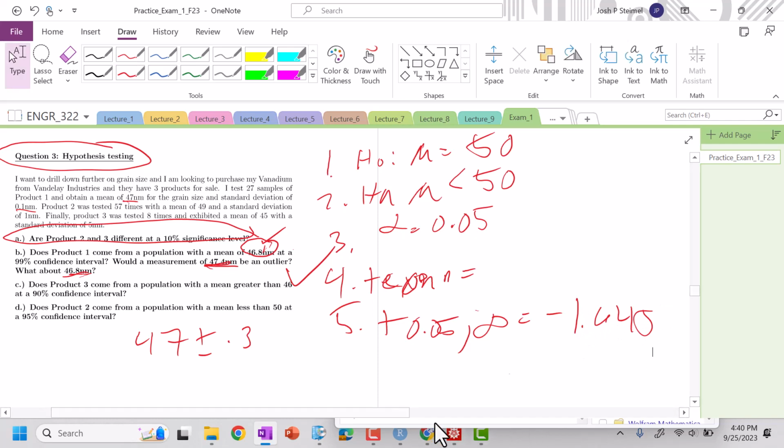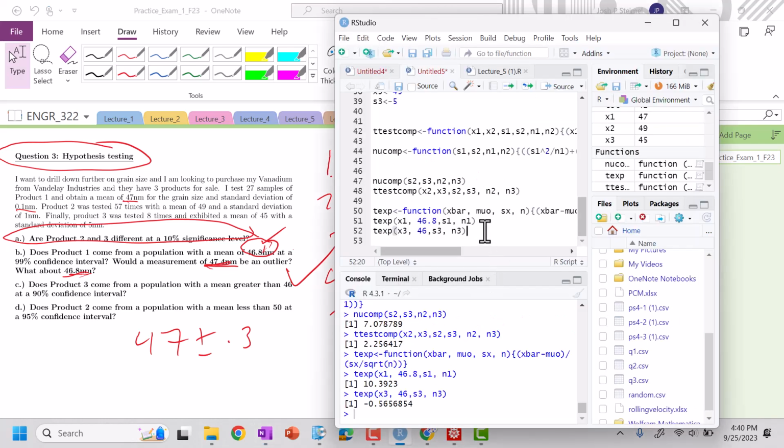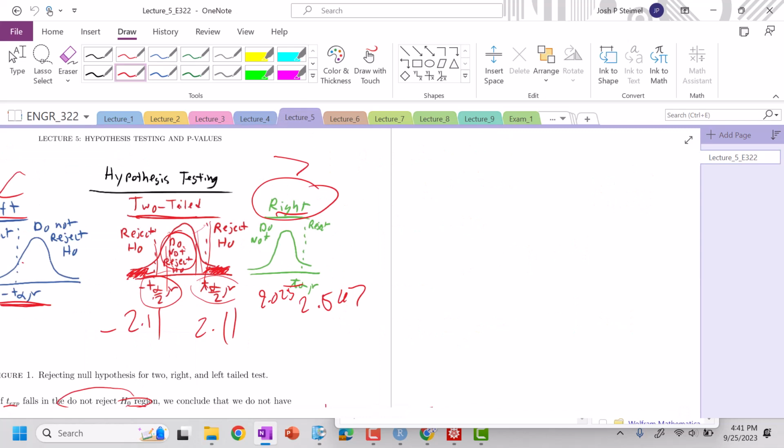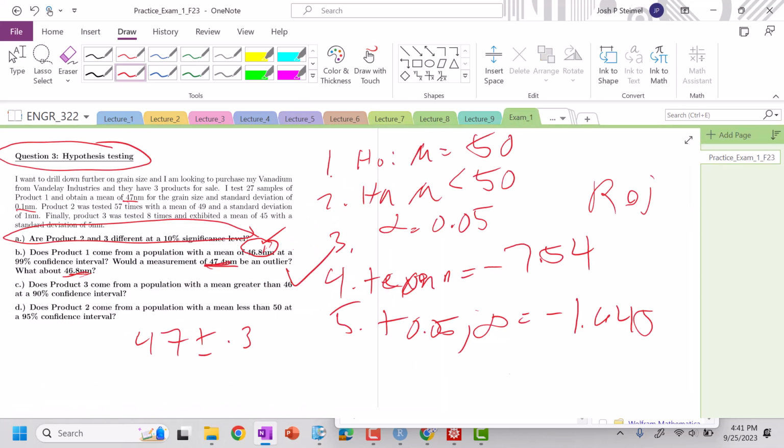And product 2, let's pull it up for our t experimental. Then we have our x2, 50, s2, n2: minus 7.54. That is for sure reject, and we can look at that right here. For that left-tailed test, we are going to reject H0. Excellent. That is problem 3.